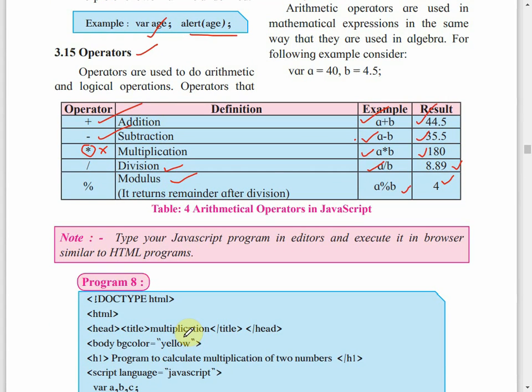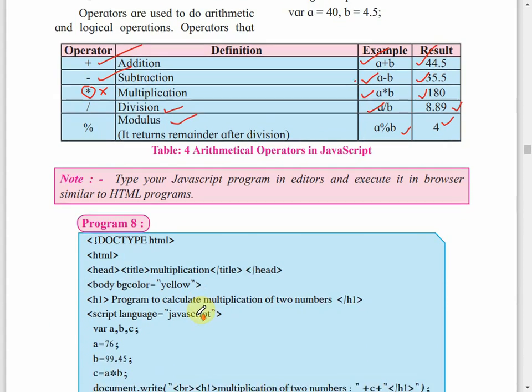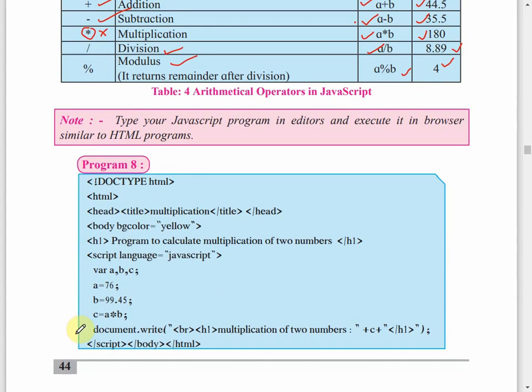Now we are going to learn how to write a JavaScript program. Before we go for that, I am going to explain the program which we are going to write. Look here in your textbook, it is given on page number 44. Using this program, we can find the multiplication of two numbers. The first tags will remain the same: exclamation DOCTYPE html, then html, then head, then you can give the title Multiplication, then you can use the body.